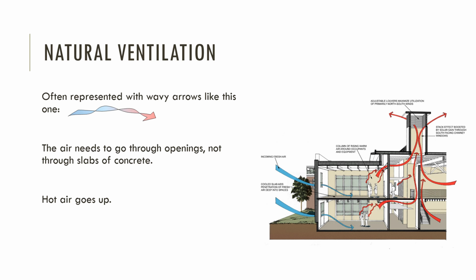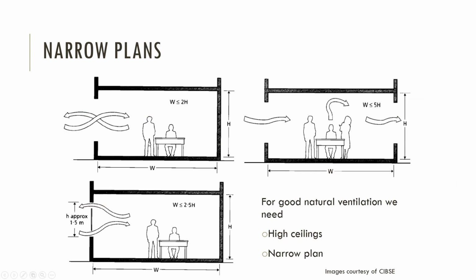In order for the air to go down, it needs to hit something and perhaps go down. So that would only happen when it's very windy or if the air is being cooled down. If you're using natural ventilation and you haven't got a fan, it's important to remember that the rooms need to be sufficiently narrow in order to ensure that the air can go far enough.